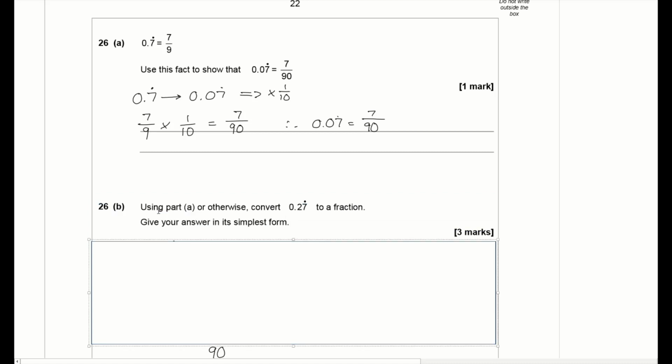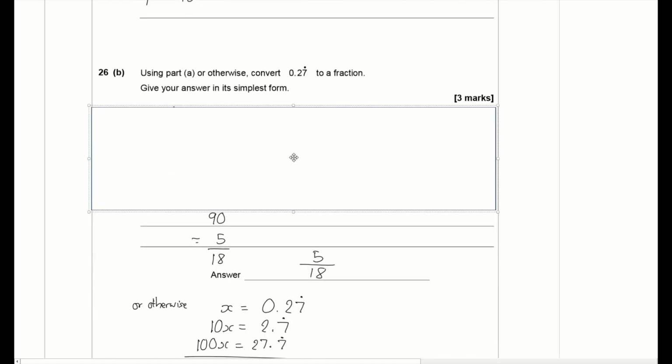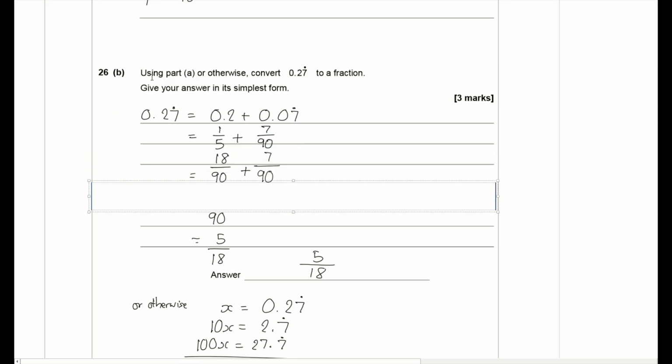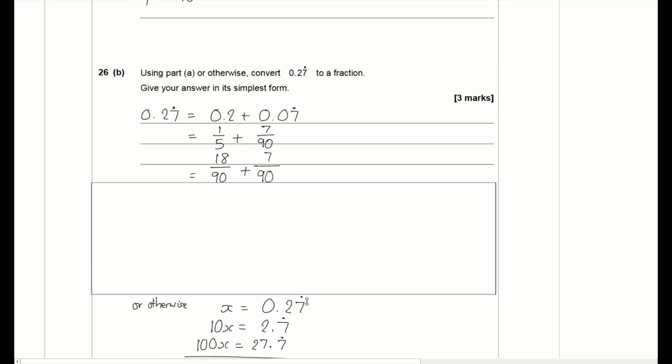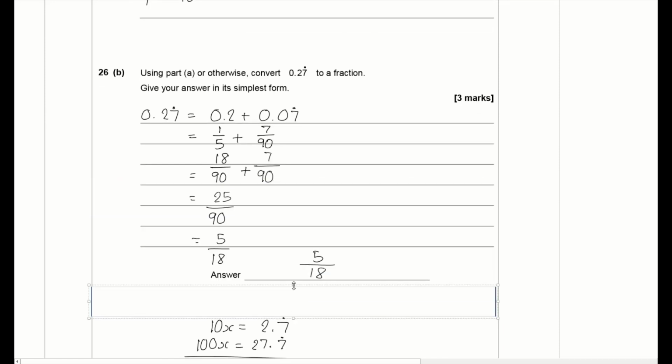For part B, using part A or otherwise, convert 0.27 recurring to a fraction and give your answer in its simplest form. Now, the part A part would entail us actually splitting 0.27 recurring into two separate decimals. So notice you could write it as 0.2 plus 0.07 recurring. Now, we already know that 0.07 recurring is 7/90. We've already done that. That's the part A component. And 0.2 is just a fifth. So if we add those two fractions together, we effectively can get the required result.